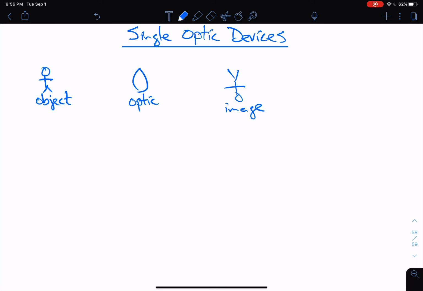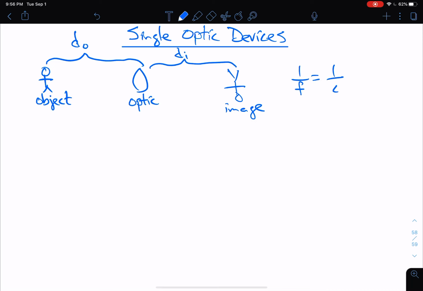Now the distance from the object to the optic, that's known as the object distance. The distance from the optic to the image is known as the image distance. And these fit a very simple formula. We call it the optic formula. 1 over f equals 1 over do plus 1 over di.